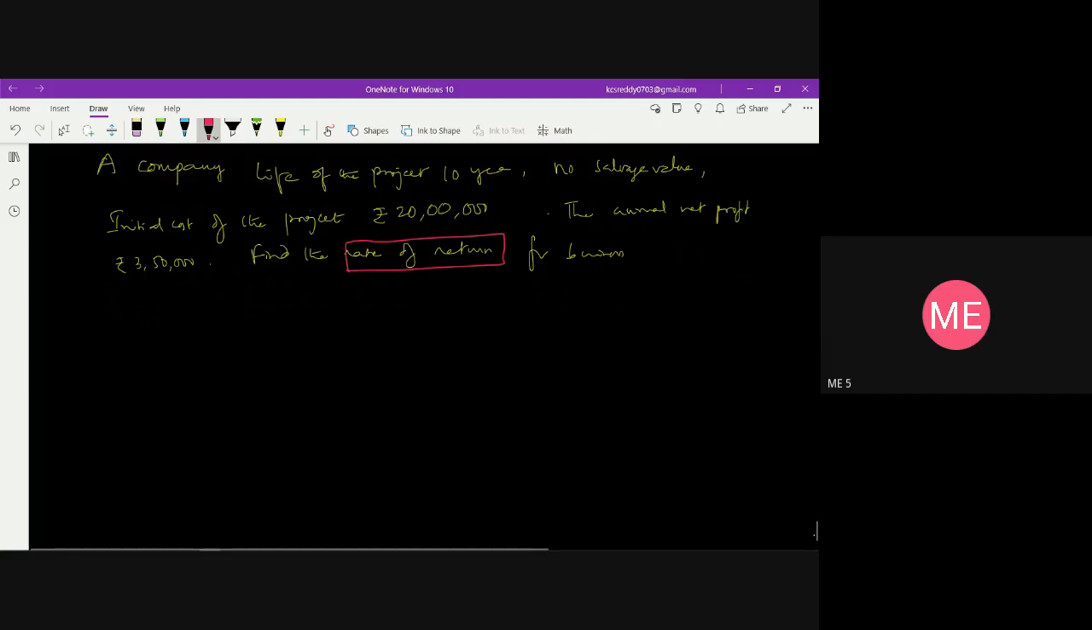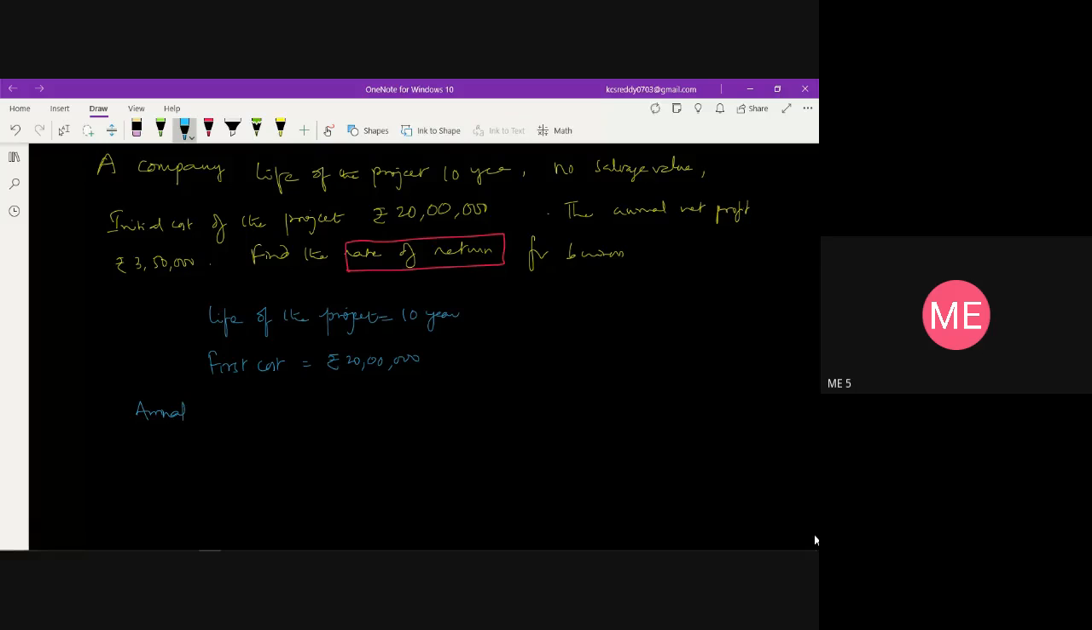So for that, first, what is given? The life of the project is given as 10 years, meaning n is 10 years. Then the initial cost or first cost is given, that is rupees 20 lakhs. And he has also given the annual profit or revenue, which is rupees 3 lakhs 50,000.